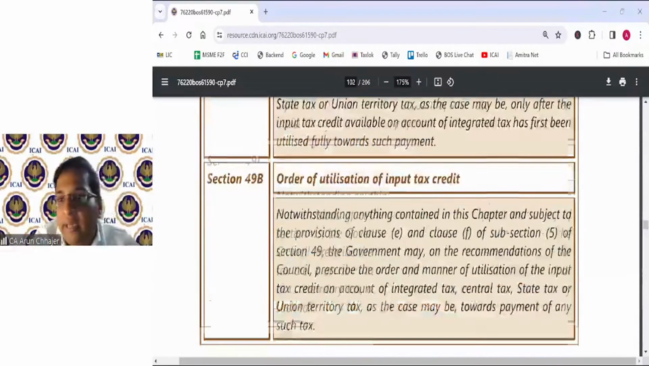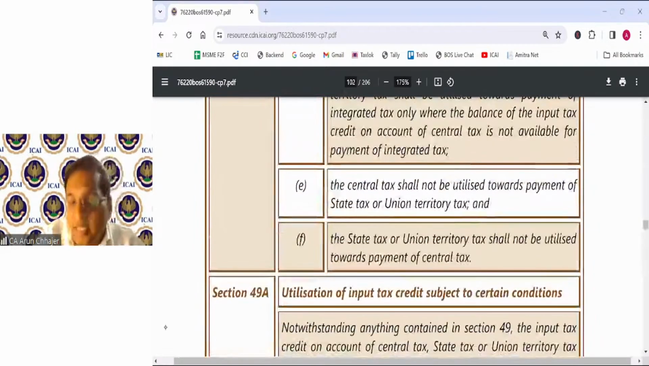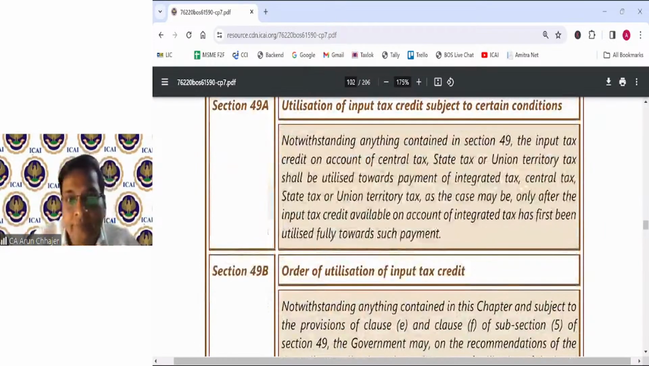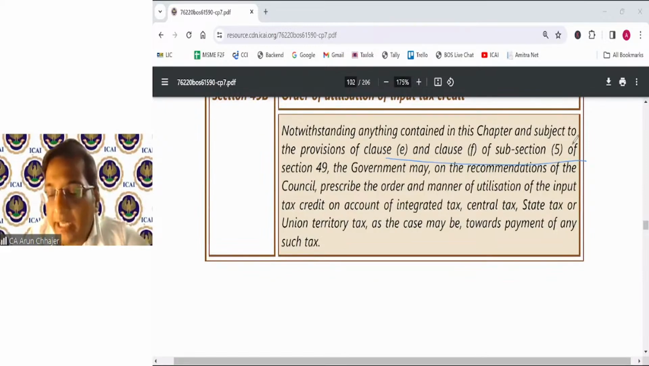Now, section 49B. Order of utilization of ITC, notwithstanding anything contained in 49 subsection 5 clause E and clause F. What is clause E and what is clause F? C will not give to S or S will not give to C. Correct? They are saying anything contained in this chapter and subject to. So that condition would prevail. 49 subsection 5 clause E and clause F would be available. It means C and S can never give to each other. But otherwise, it is overriding.